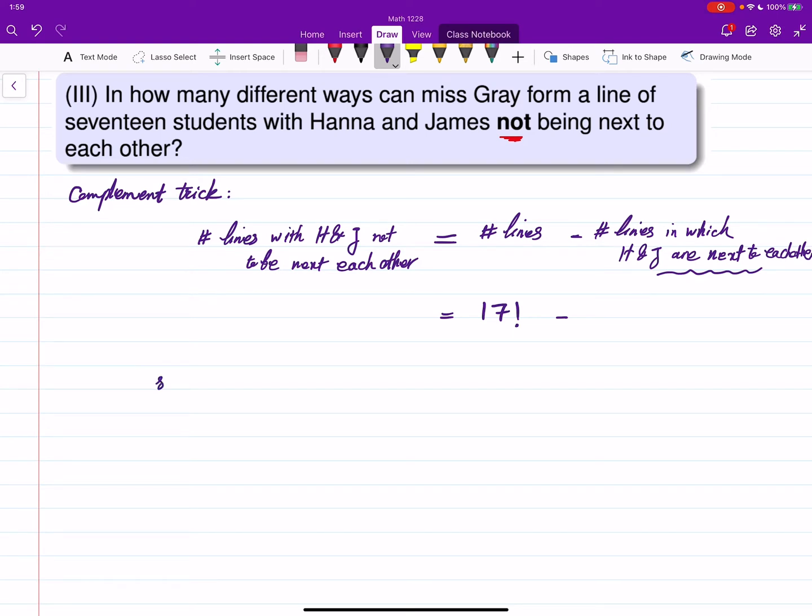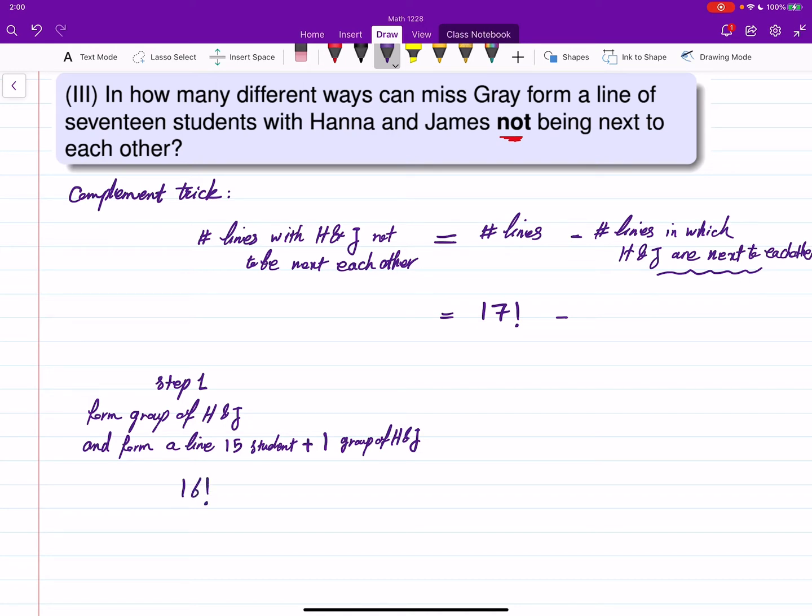Here again we will do 2 steps. Step 1, form a group of H and J, and form a line using, you see, I take out Hannah and James, then in total we will have 15 students. Then I have one group. Instead of considering Hannah and James as two different students, we consider them one group of H and J. So first I do that. So you see that there are 16 objects and we have 16 factorial here.